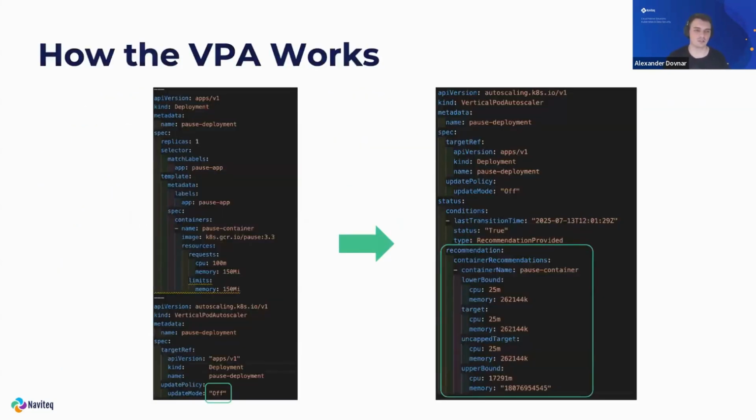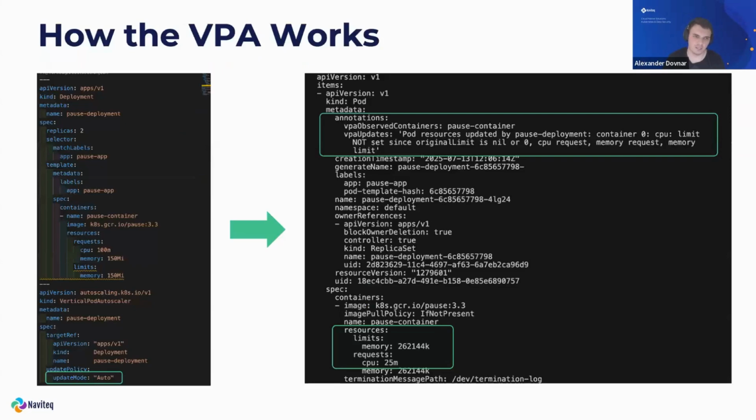Basically, this is how it looks. We configured something which in reality consumes fewer resources than requested. And after some time, the recommender posted this update. If we have auto mode enabled, it even goes further, applies that, and reports in annotations that it made this change. Basically, this is how it works.